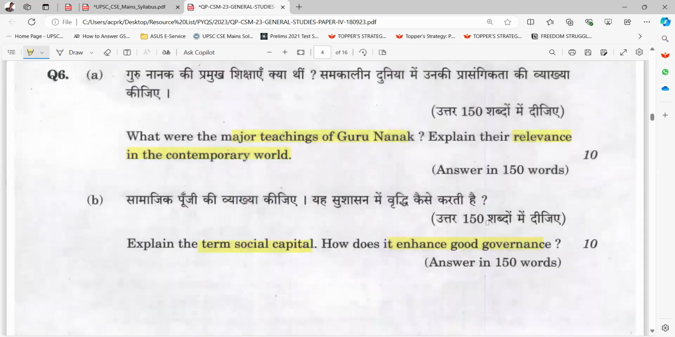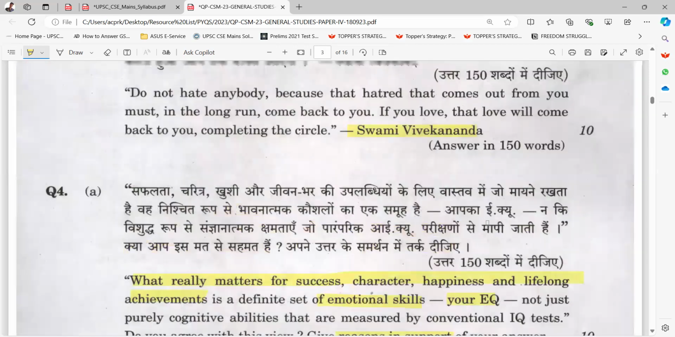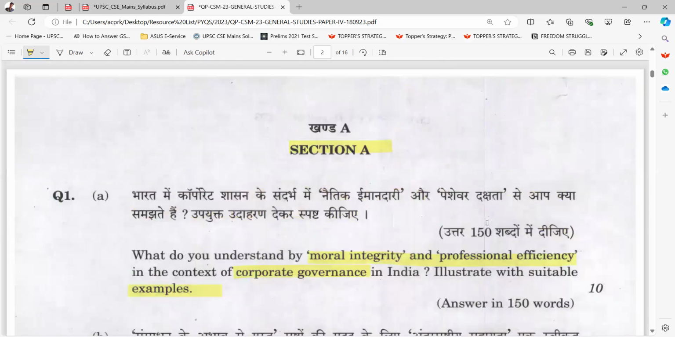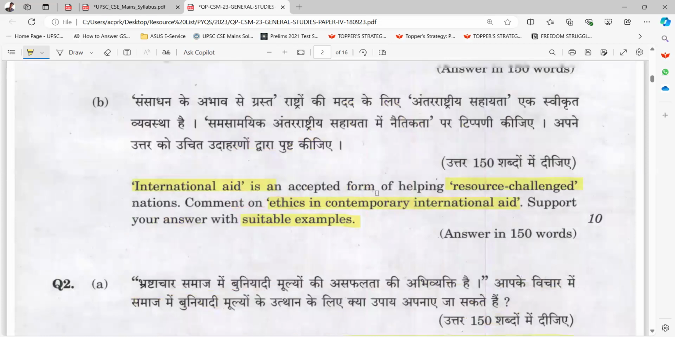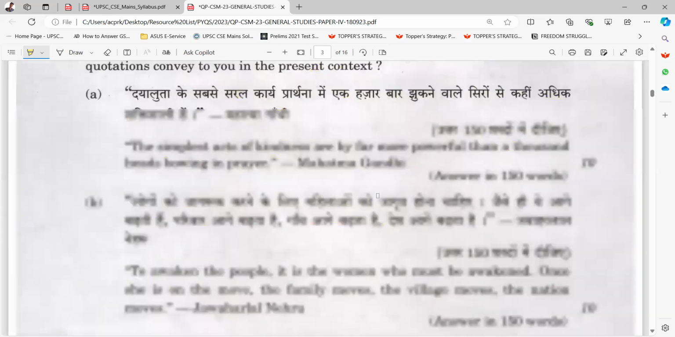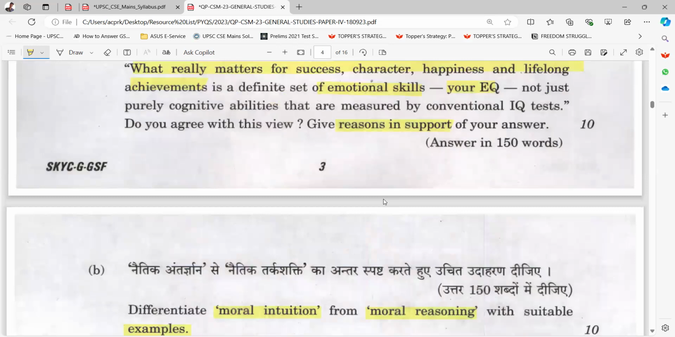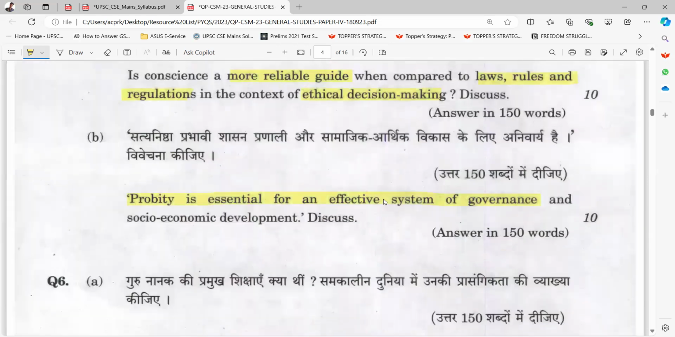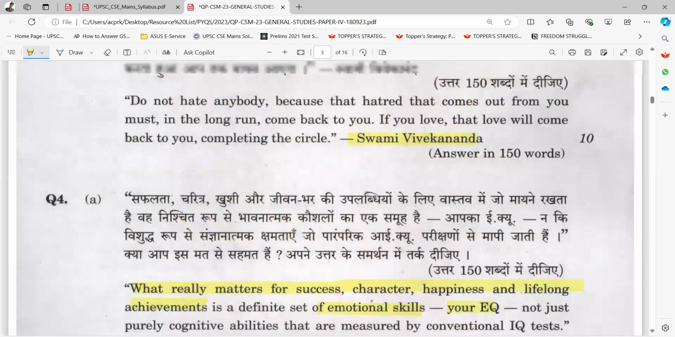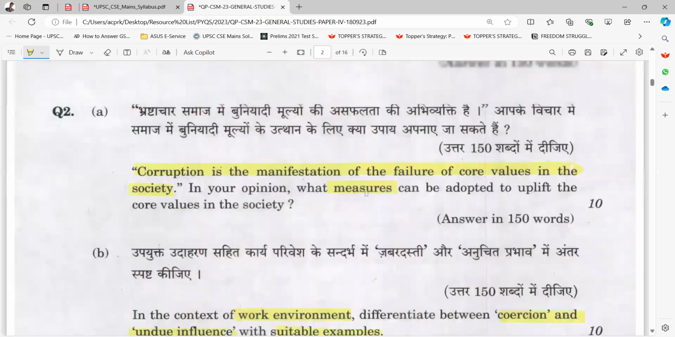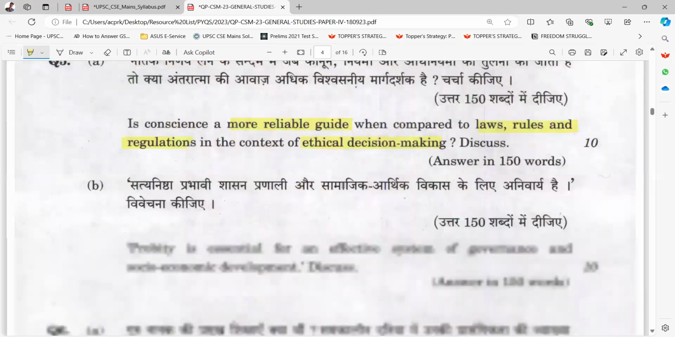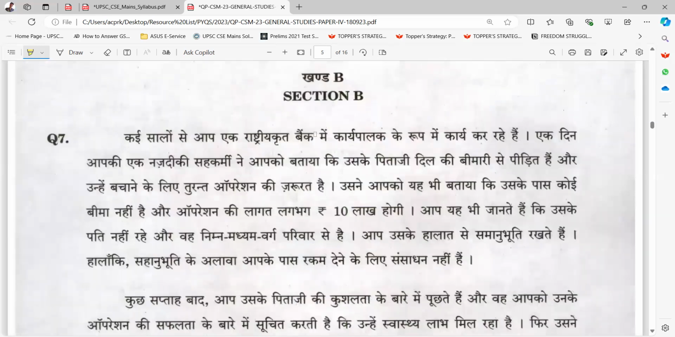Okay. So within six major questions, we want to attempt around 13 sub questions. Okay. And each question carries 10 marks. Okay. Next, we will move to section B.